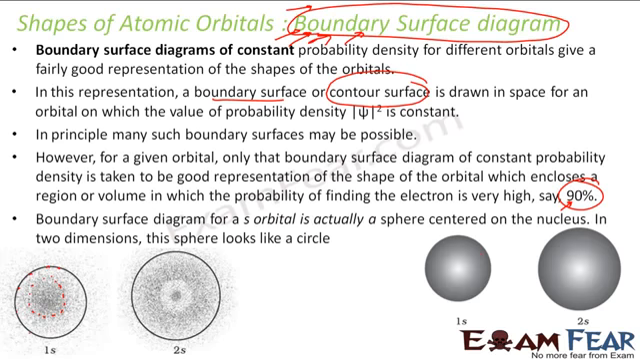right? And the boundary surface for an s orbital is actually spherical in shape. For example, in this case, this is two-dimensional, so it looks like a circle. In three dimensions, it looks like a sphere.